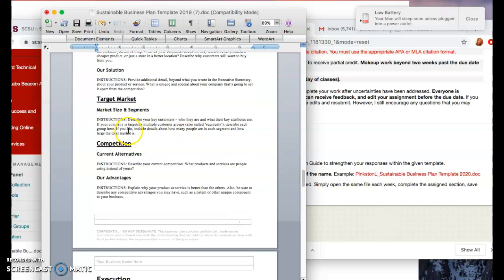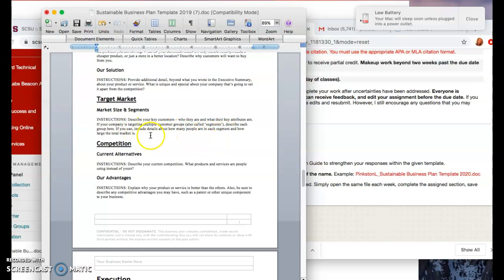Then in target market, you want to talk about your market size and the segment. That information can be found on the resource link that I gave you. So you want to describe the key customers for the business. Who are these customers? What are their key attributes? All right. If your company is targeting multiple groups, then you can discuss that.